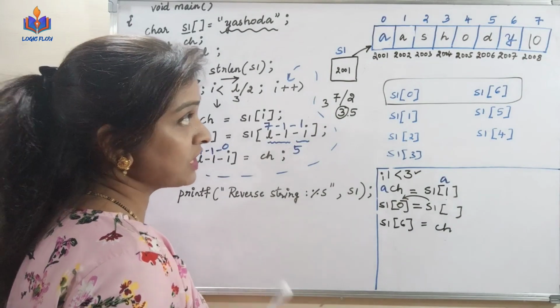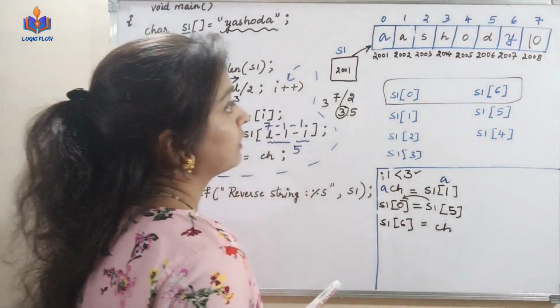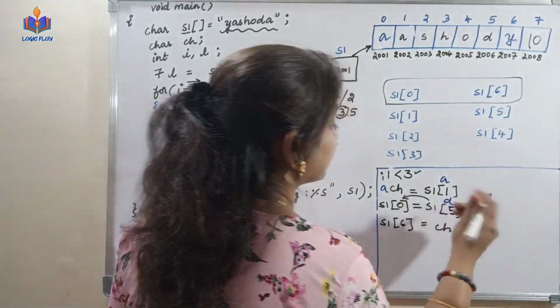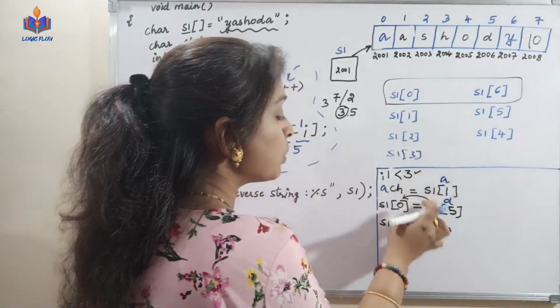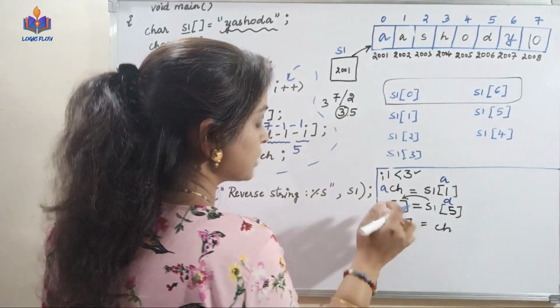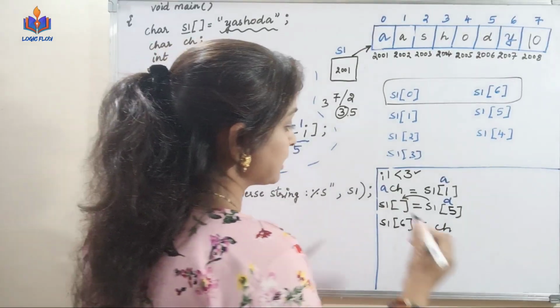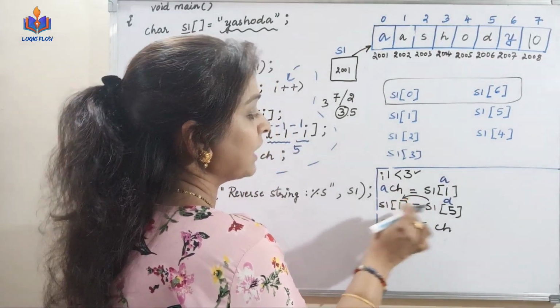What do we have in S1 of 5? S1 of 5 it is D. Store that into S1 of I. I means how much? It is 1. S1 of 1, I should get S1 of 5.